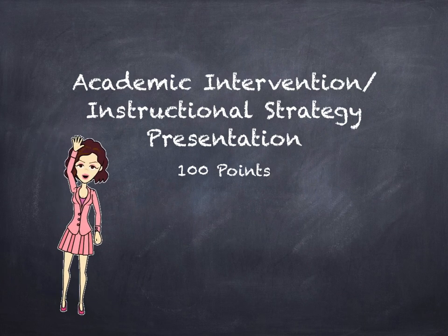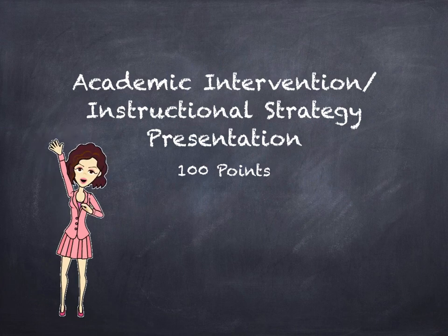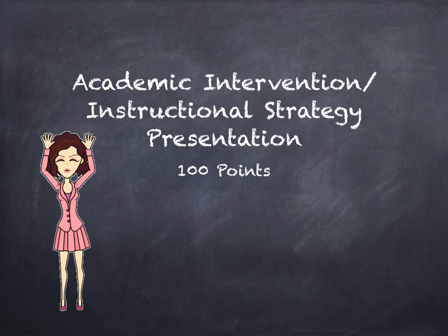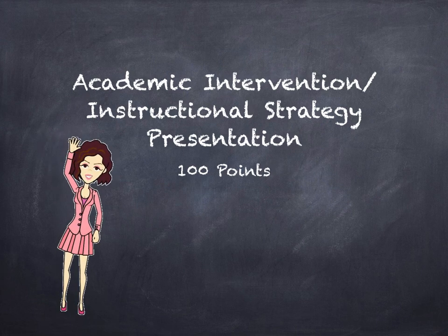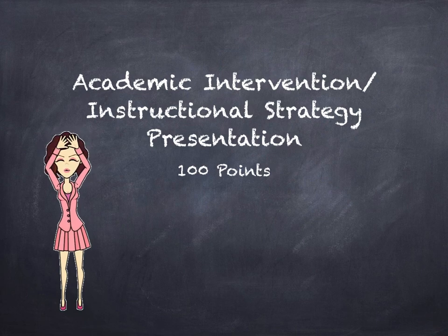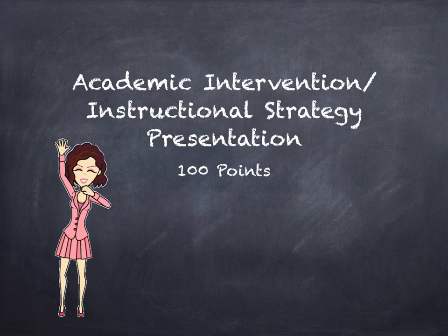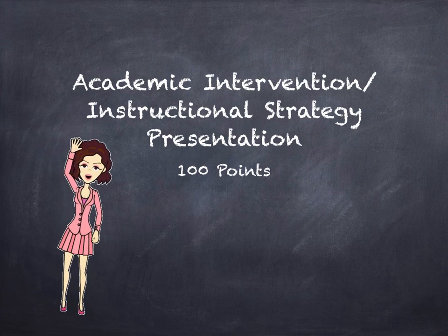Your academic intervention or instructional strategy narrated PowerPoint is worth 100 points. This narrated PowerPoint will guide you through this project, but make sure you consider the rubric available on Blackboard as you complete your assignment. Your first slide should contain the name of your strategy or intervention as the title and your name and course number as the subtitle.